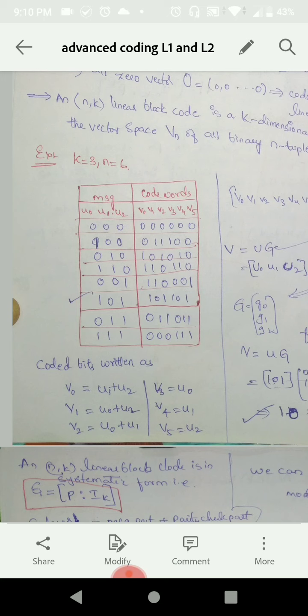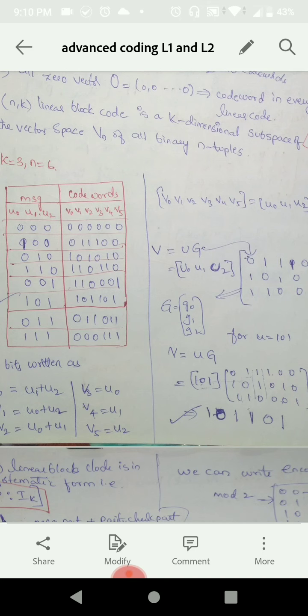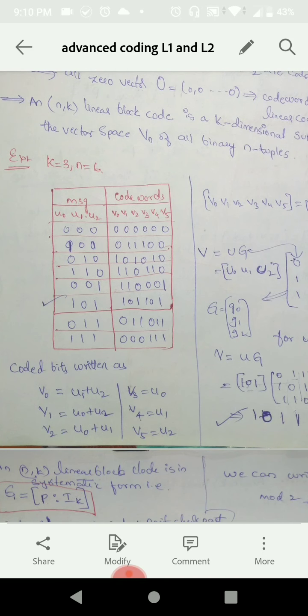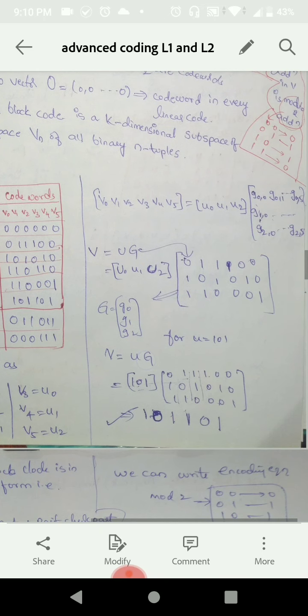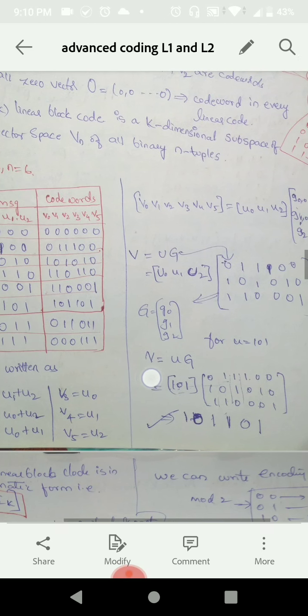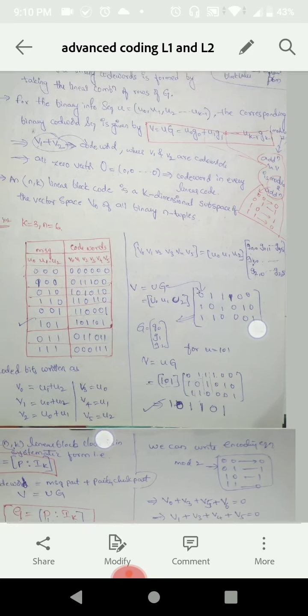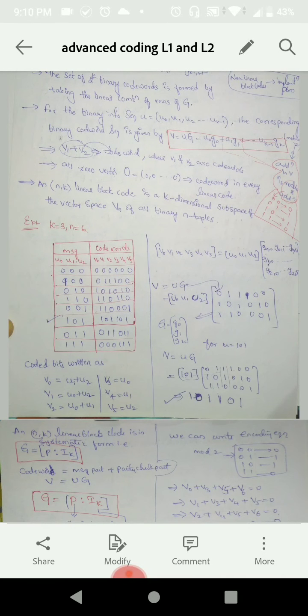So we need to define how v is related to u. By observing the format, we can identify that v0 is equal to u1 plus u2, and v1 is equal to u1 plus u0 plus u2, and so on. And finally we can observe that v3, v4, v5 are directly equal to u0, u1 and u2. So finally we could get v equals u into g.